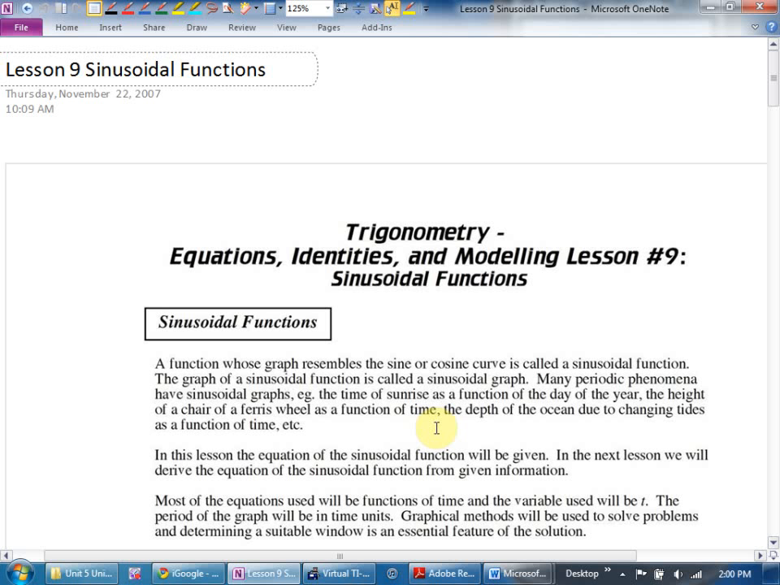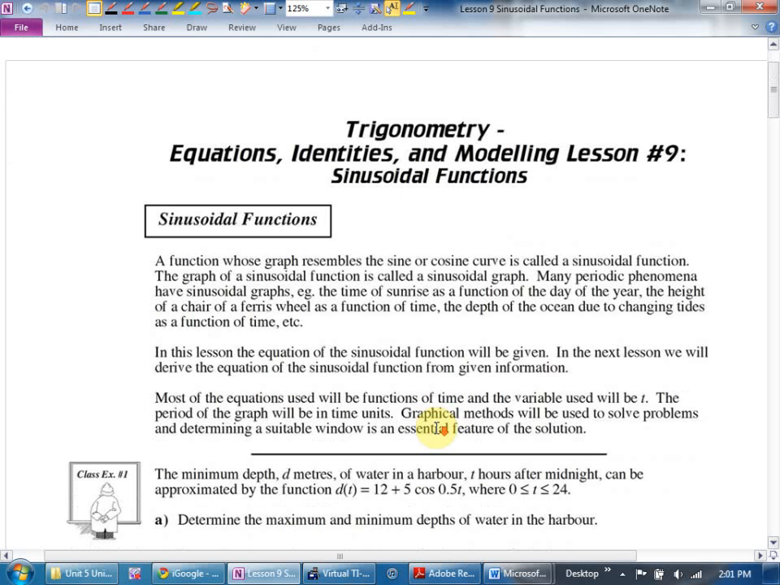Trig functions appear all over the place in nature. Today, in your homework, we're going to give you the equation. Next class, you're going to have to derive the equation, and I'll actually do one example with you at the end of this lesson just for practice. It says this. Read along with me.